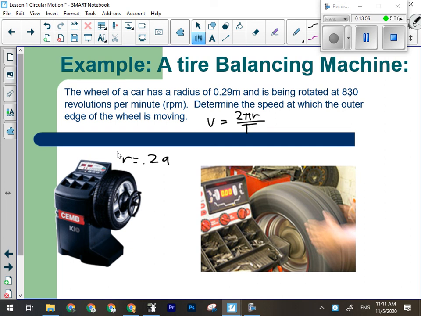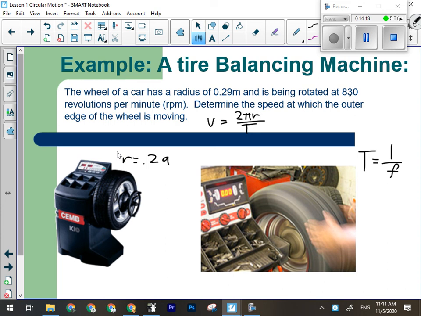If you look on your formula sheet, you'll see this formula: T equals 1 over F. Because like I say, they are the inverse of each other. So what I want to do is find the period of this rotation, knowing that this is a frequency of 830 revolutions per minute.